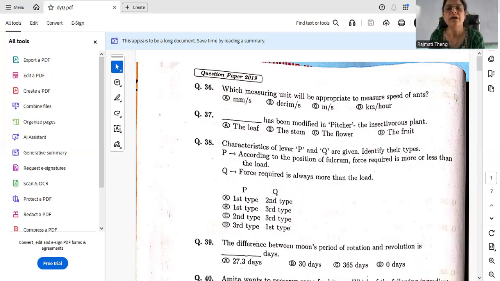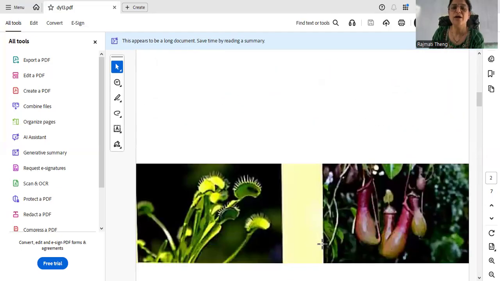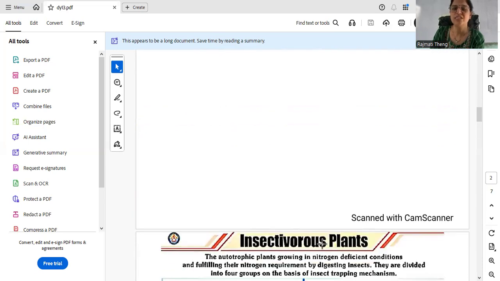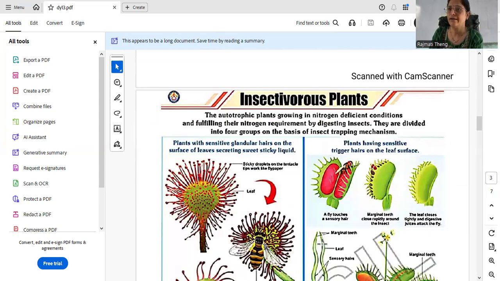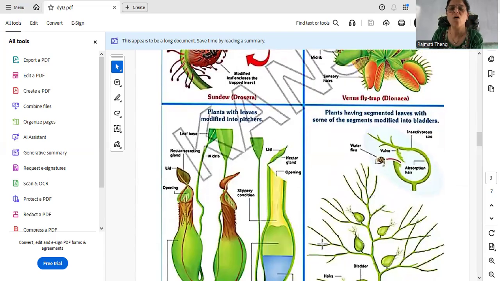Question number 37. Dash dash has been modified in the pitcher plant. The pitcher plant is an example of an insectivorous plant. Option A, the leaf. Option B, the stem. Option C, flower. Option D, fruits. So it's a modification of the leaf. In pitcher plants, the leaf is modified into a vase-like structure, and another part is modified into a lid-like part. In Venus flytrap, there is also a modification of a leaf.